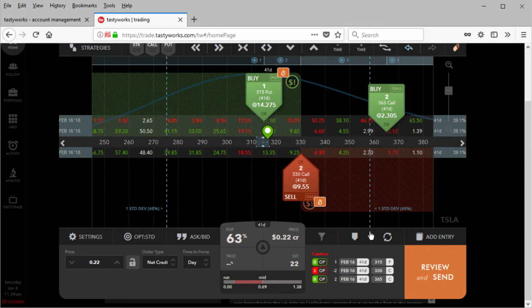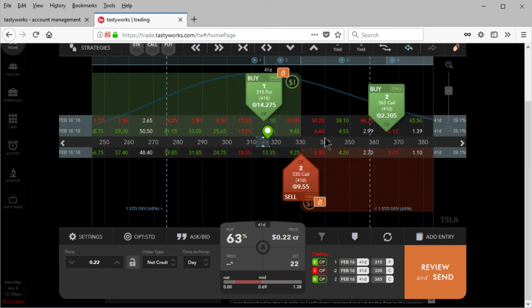So here's what I'm doing. I'm going to buy one 315 put with 41 days to expiration for basically 1427, 1428, and I'm going to sell the 330, 365 call spread for a net credit of 22 cents. So if the price of Tesla closes between 315 and 330 at expiration, I'm just going to keep this 22 cents credit.